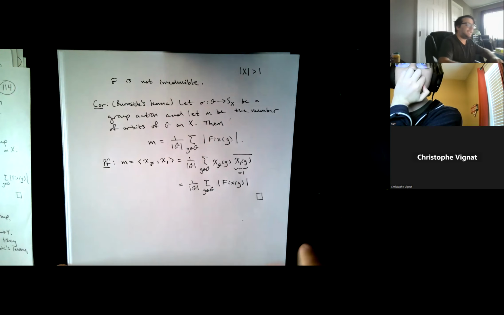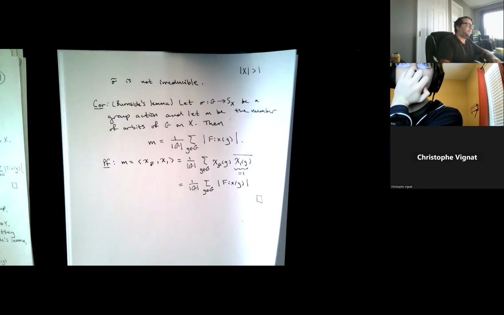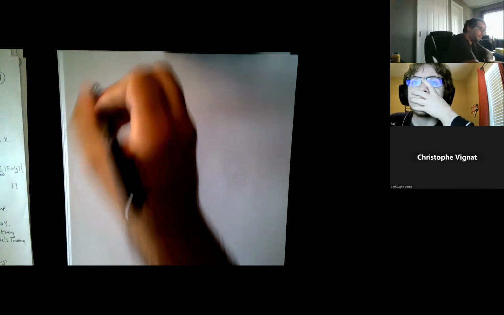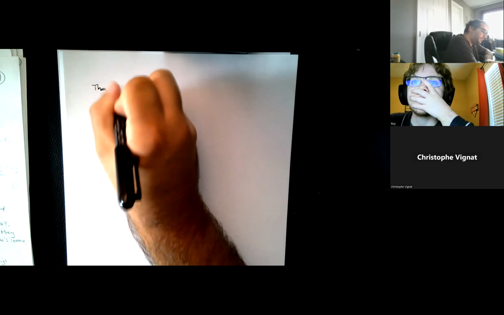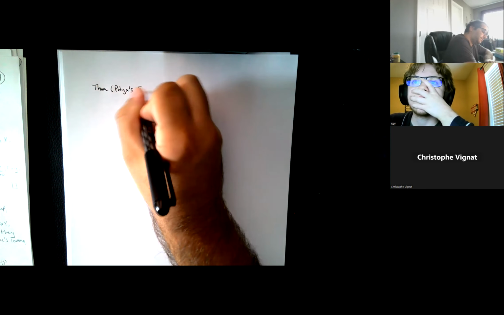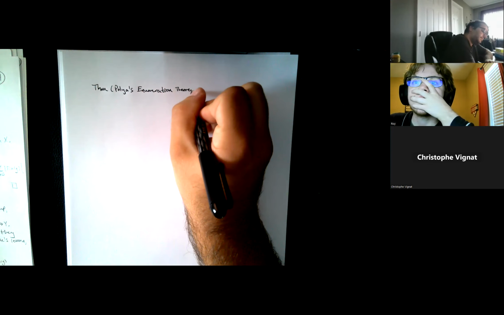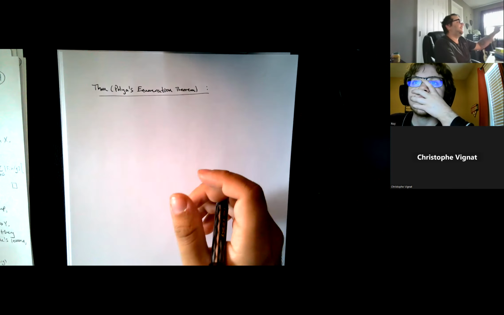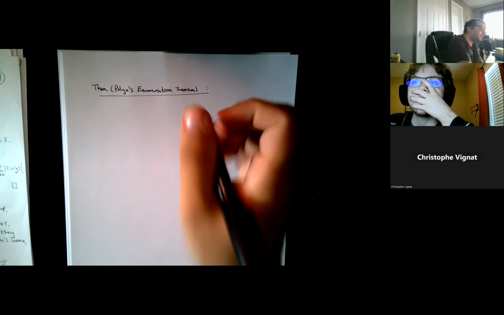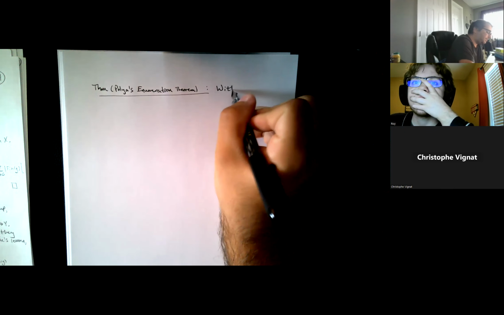So here's the exciting thing for me. Burnside's lemma you can use to prove what's called Pólya's enumeration theorem. So let me write that one out. The fact that you can get Burnside's lemma from representation theory means that if Burnside's lemma is used to prove Pólya's enumeration theorem, then you get Pólya's enumeration theorem from representation theory. And I think that is just wonderful.